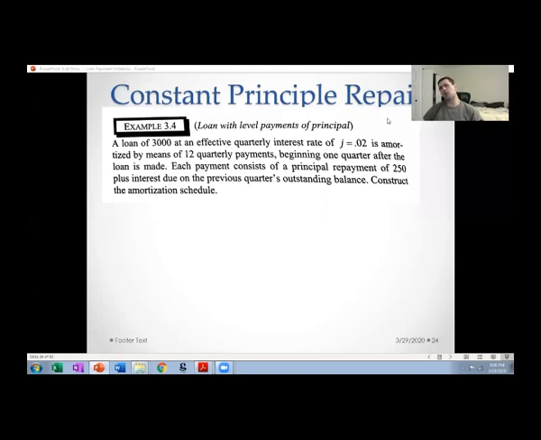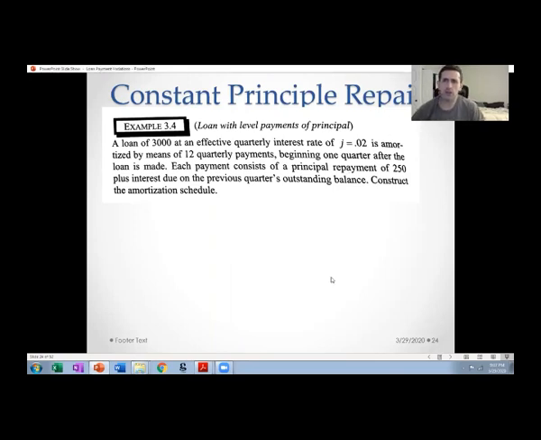So you have a loan of 3,000 at an effective per period interest rate of 2%. And you pay that off by 12 payments, beginning one period after the loan is made. Each payment consists of a principal repayment of 250 plus whatever interest is due in that period. Construct an amortization schedule. Schedule means table.